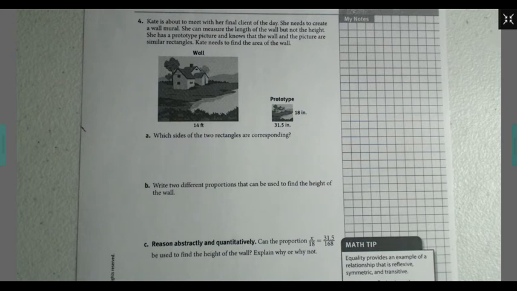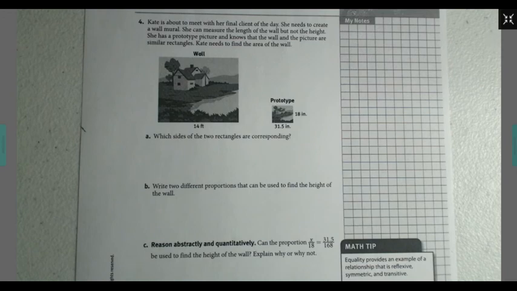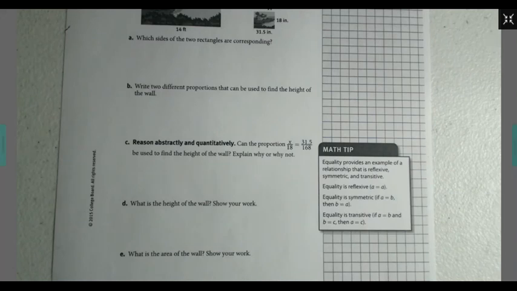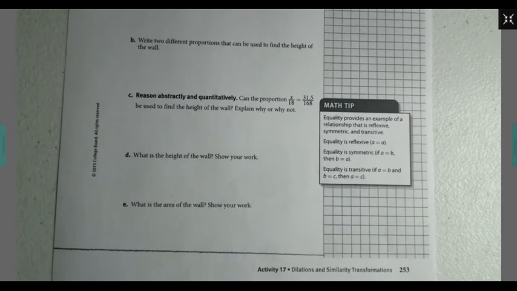Which sides of the two rectangles are corresponding? Write two different proportions that can be used to find the height of the wall. C. Reason abstractly and quantitatively. Can the proportion x over 18 equals 31.5 over 168 be used to find the height of the wall and explain why or why not? D. What is the height of the wall and show your work? And E. What is the area of the wall and show your work?